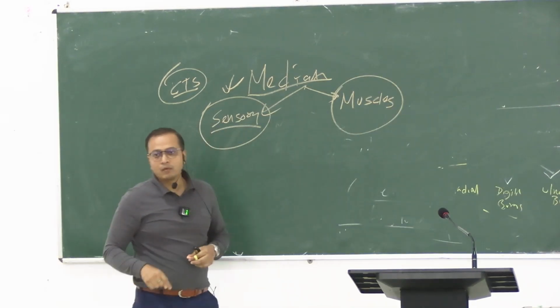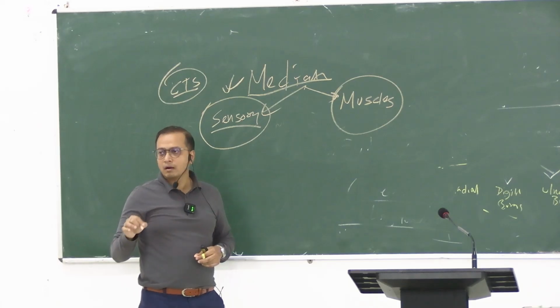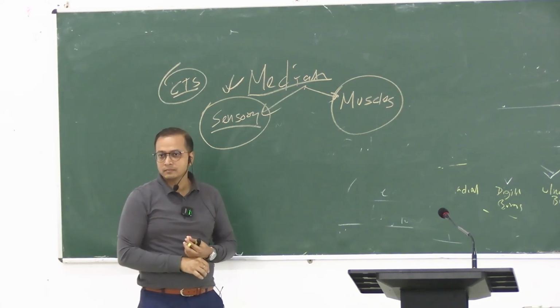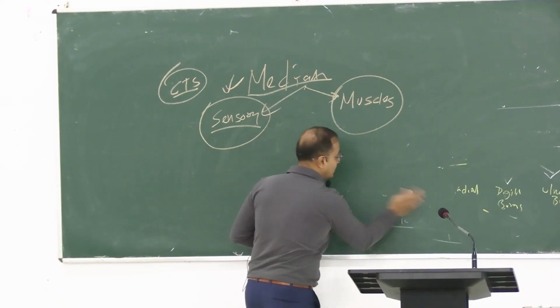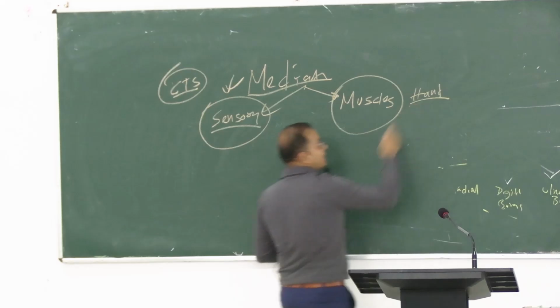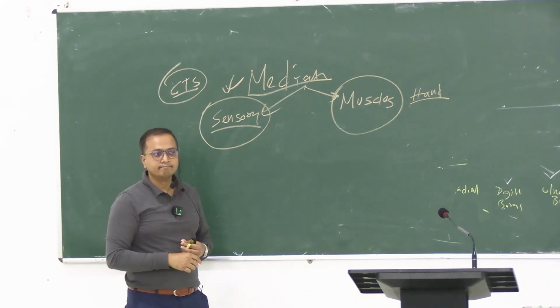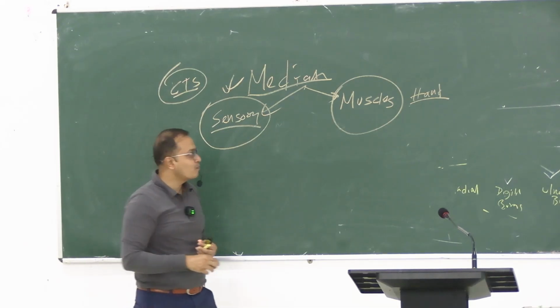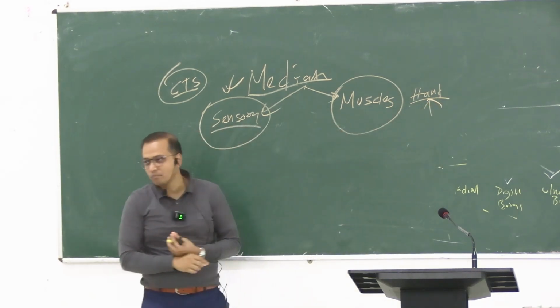Now what action will be happening here? What muscles are supplied by the median nerve in the hand region? What muscles in the hand, or palm region, are supplied by the median nerve?